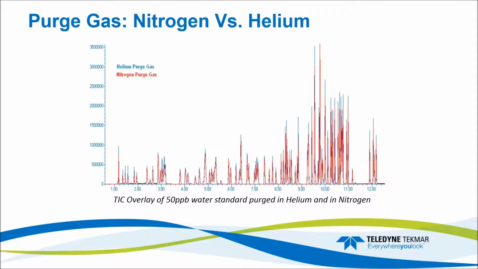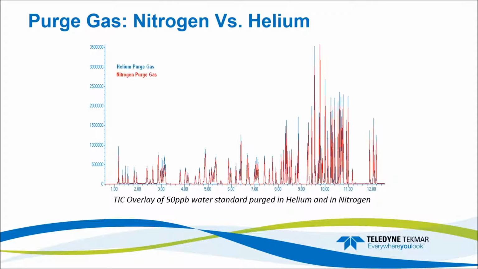Okay. So here's an overlay of a 50 ppb water standard. The blue line is the helium purge chromatogram, and overlaid on top of that in red is the nitrogen purge gas. And so we see a little diminished peak size or height here for the gases. Mid-range looks pretty good. Some of the heavies maybe didn't purge quite as well. But generally, overall, we see that we have really good recovery here.